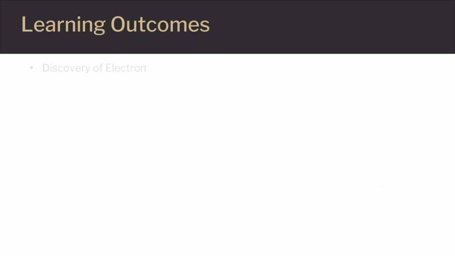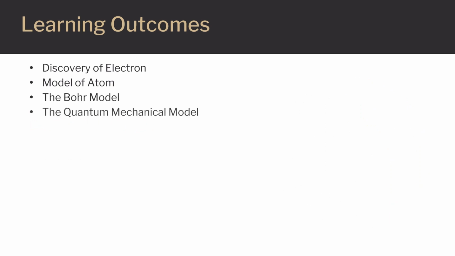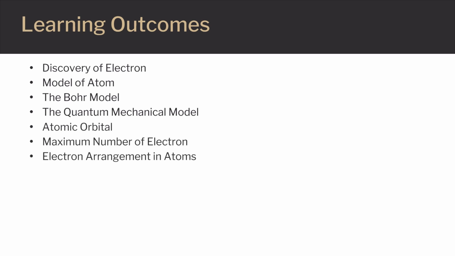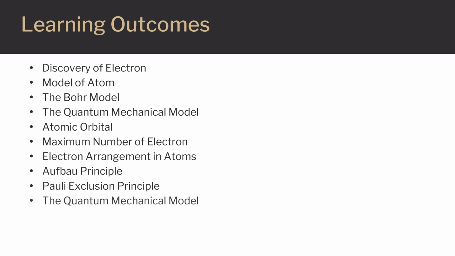The learning outcomes are to review the following: the discovery of the electron, model of the atom, the Bohr model, the quantum mechanical model, atomic orbital, maximum number of electrons, electron arrangement in atoms, Aufbau principle, Pauli exclusion principle, the quantum mechanical model, and the conclusion.